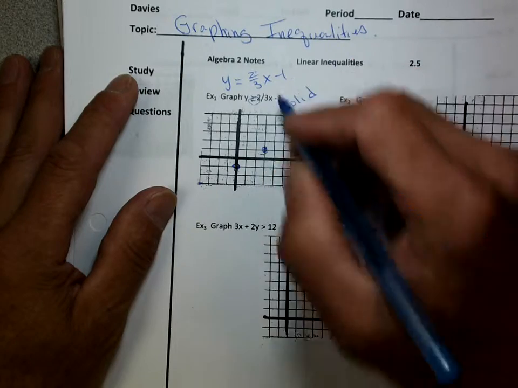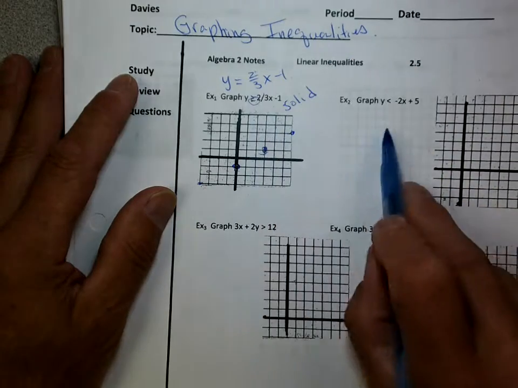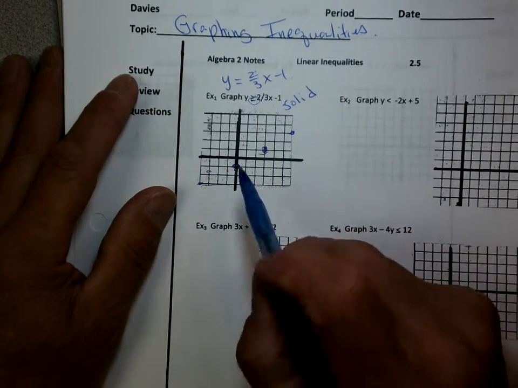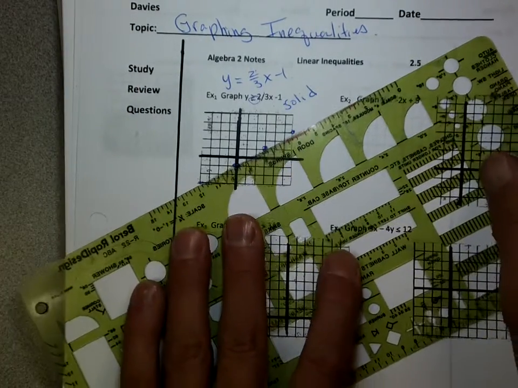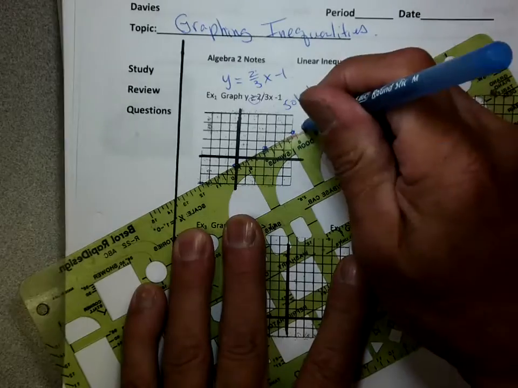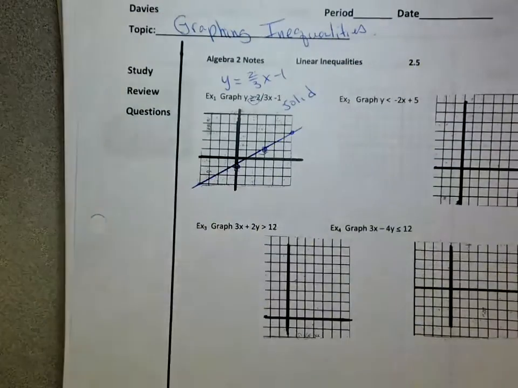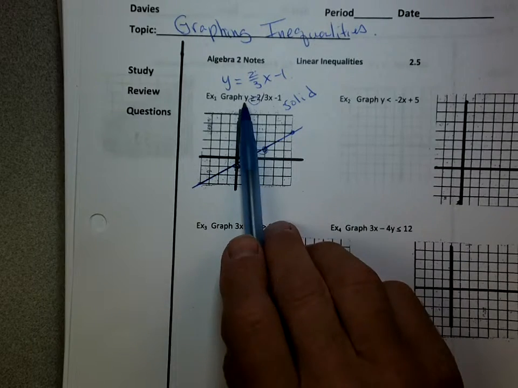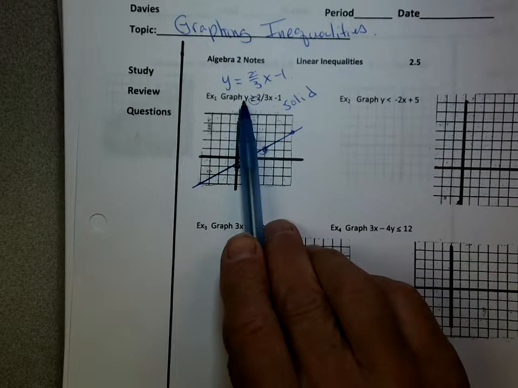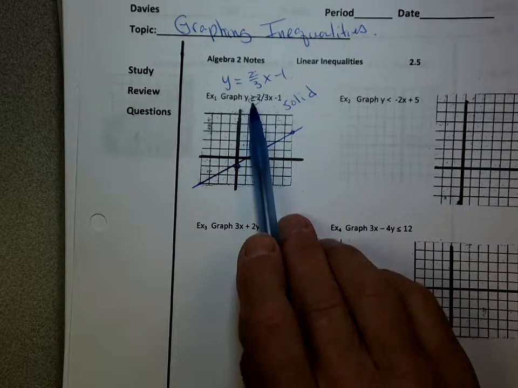If there was not a little equal sign there, we'd make the line dashed, like in example 2, because the line, it's equal to the line and it's also greater than the line. So let's go ahead and make a nice solid line right there. And what we want to do now is we want y to be greater. We want all of the points greater than this line, because that says y is greater than or equal to.